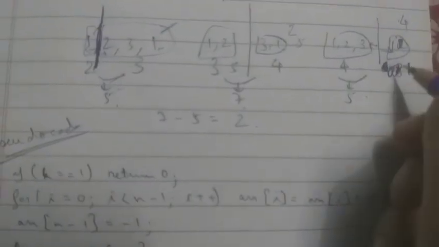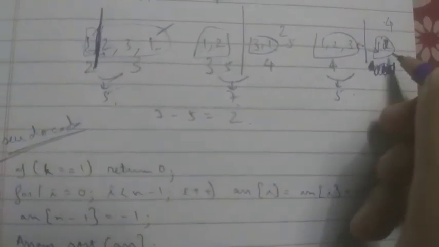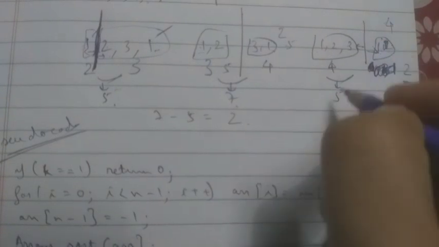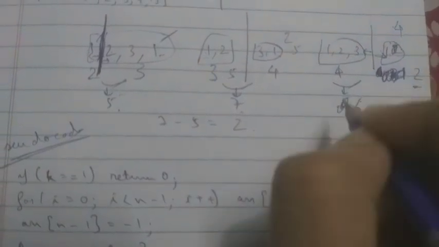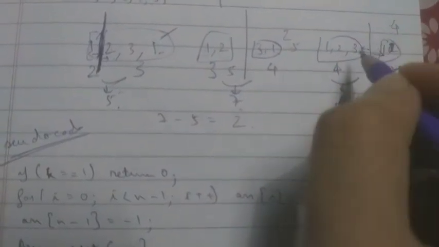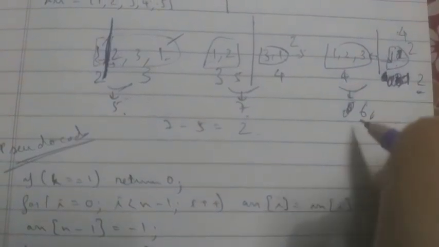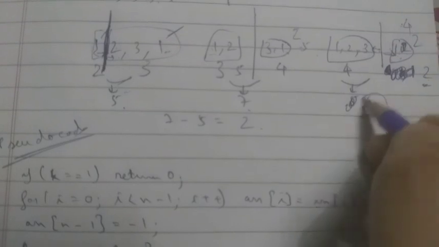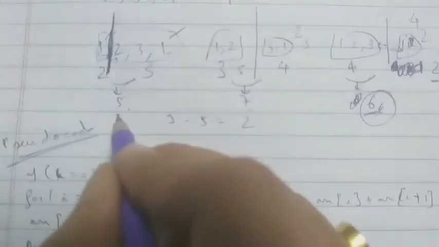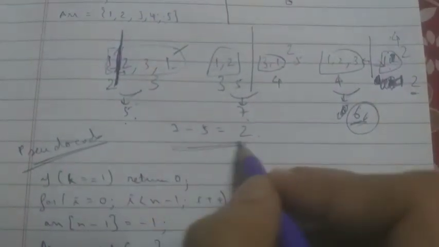Where did I go wrong? Okay, so 1 plus 1, that is 2. This should become 6. I'm really sorry for this. So for this, 3 plus 1 is 4, and 1 plus 1 is 2, so 4 plus 2 is 6. Even if this is 6 or 5, the minimum will be 5 and the maximum will be 7. So the answer doesn't change.